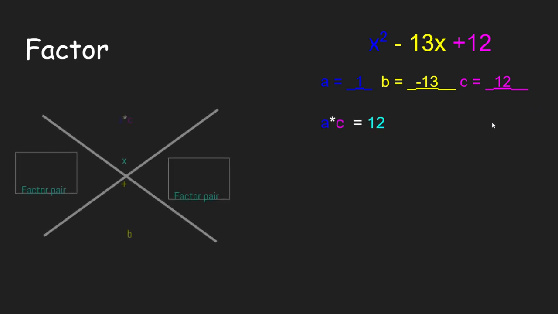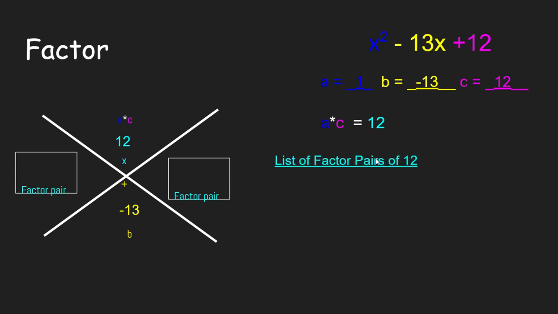We draw our X to organize our information. I'm going to put 12 at the top of the X. I'm going to put negative 13 on the bottom. This helps organize to know I want factors of 12 that add up to negative 13. So let's list all the factor pairs of 12.